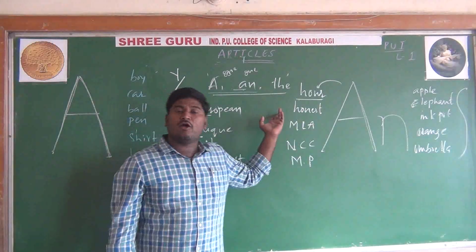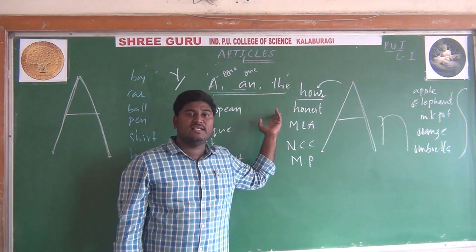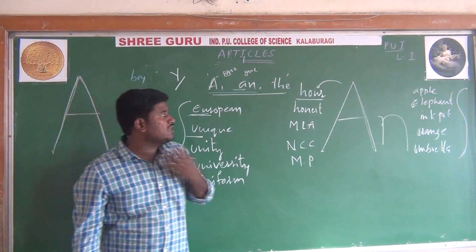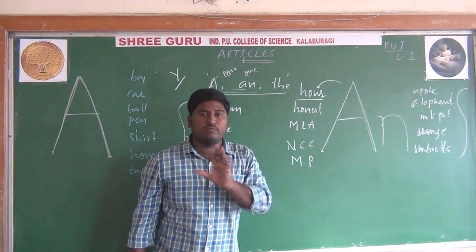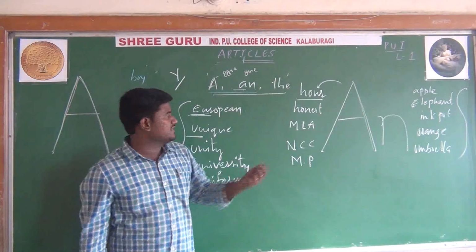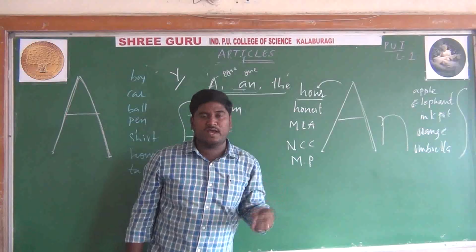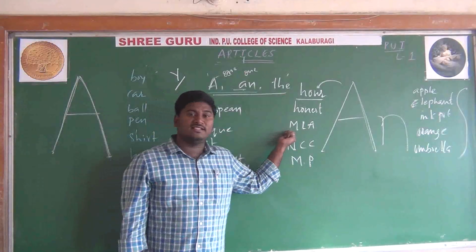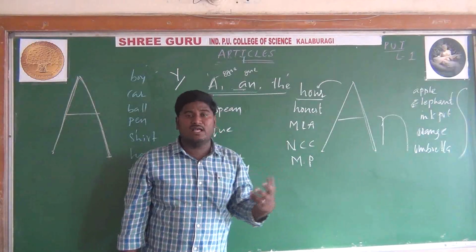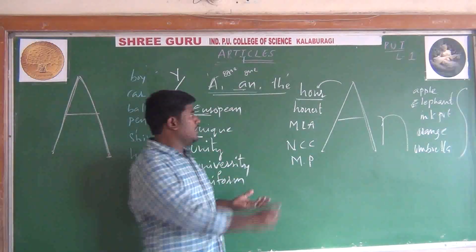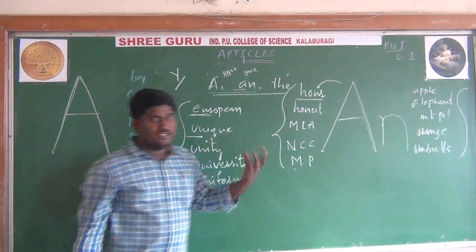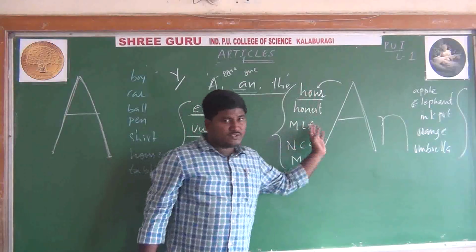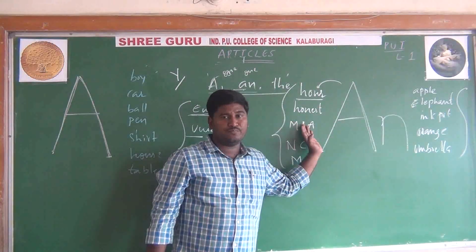Same, he is an honest man. You should not say he is a honest man, because we don't produce the sound of H here, the consonant. We say that he is not a honest man, rather he is an honest man. The same thing, my uncle is an MLA, you should not say a MLA. We don't produce these words as a consonant sound, so rather we have the sound of a vowel. So therefore, in front of these words, we should use an.